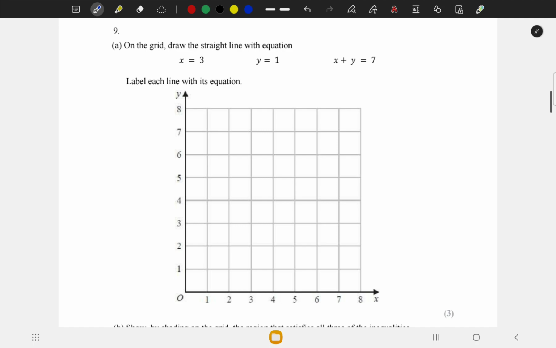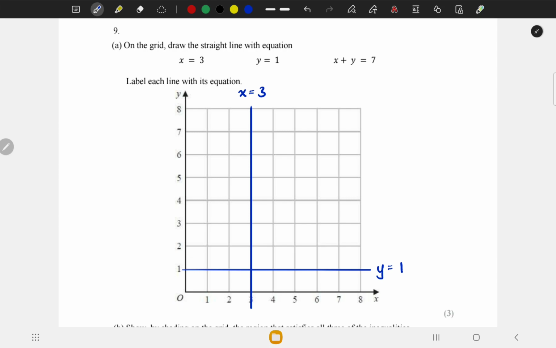For the line x equals 3, you should know whenever x equals a constant, it is going to be a vertical line where x is 3. So this is going to be my first line. So as I go about it, let's go ahead and label it. This is my line x equals 3. y equals 1. Whenever y equals a constant, it is going to be a horizontal line. And so this is going to be my next line. y is equal to 1.